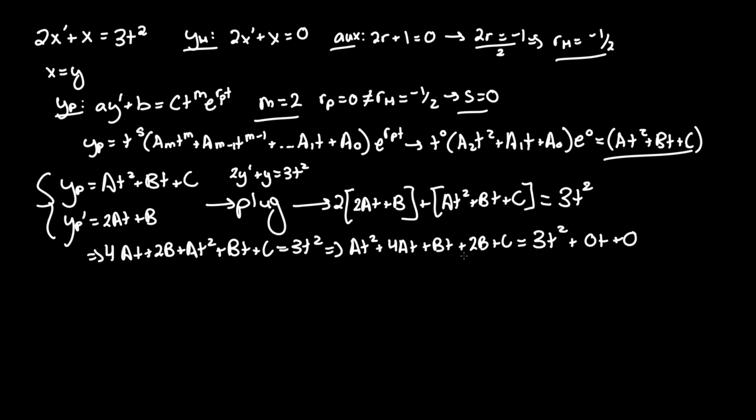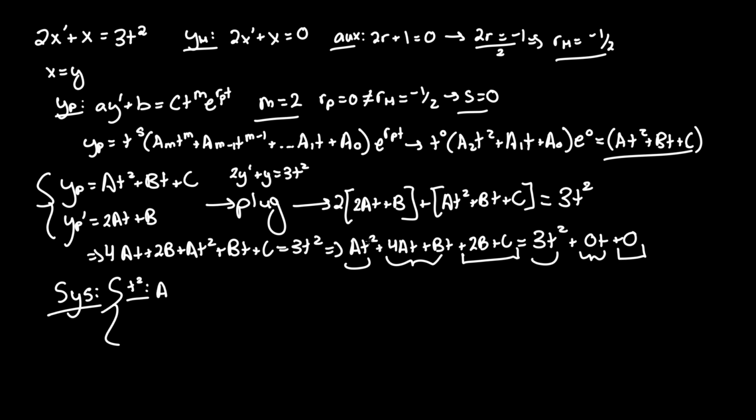So now you can see what I'm trying to get at here. We can match 2b plus c with the 0 constant term, and we can match the 4at plus bt with the 0t term, which leaves us with our last term, at squared, with 3t squared. Now, of course, this gives us a system of equations. Let's go through it. So starting with t to the second, we have a, we can leave out the t squared now, equals 3. We already have our first solution.